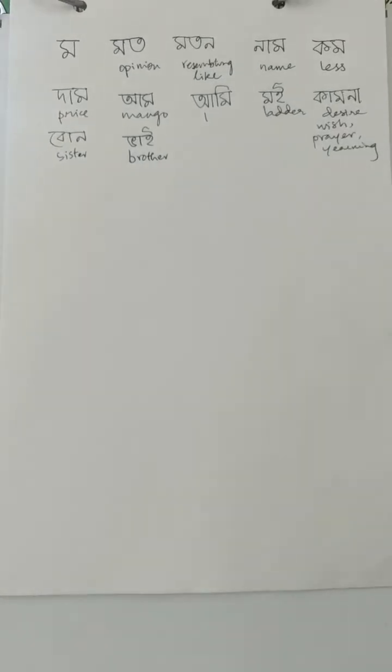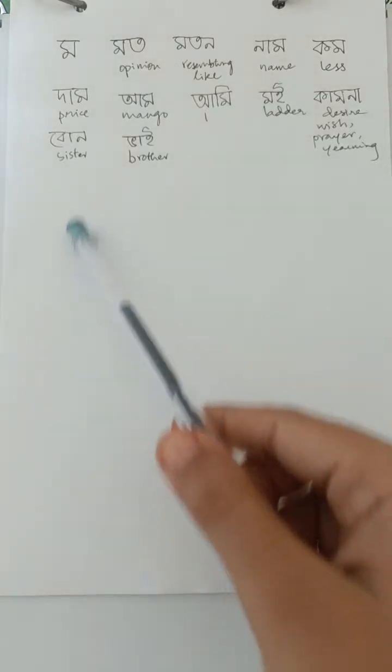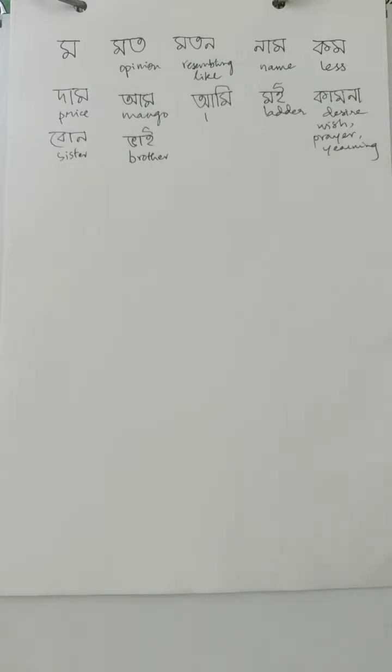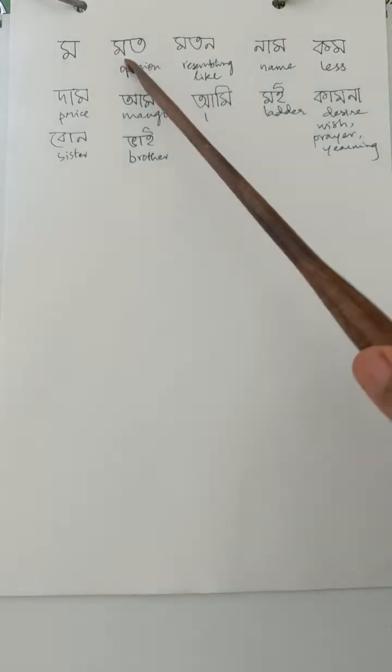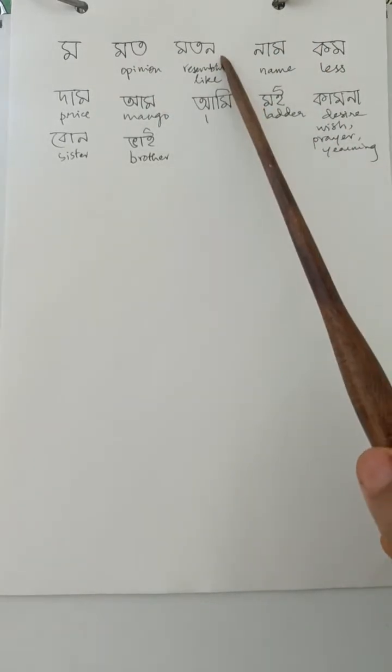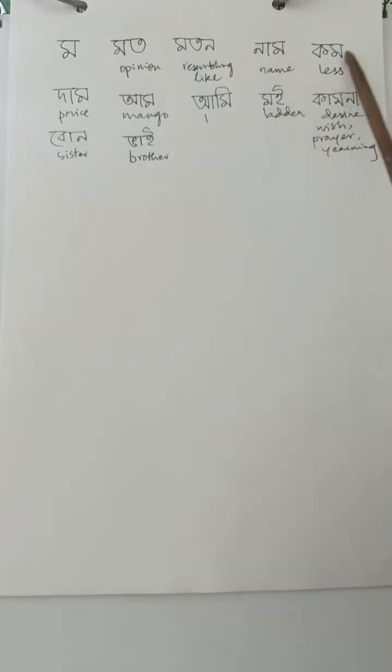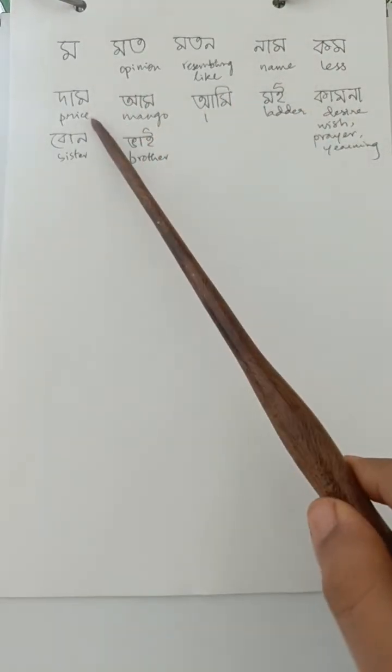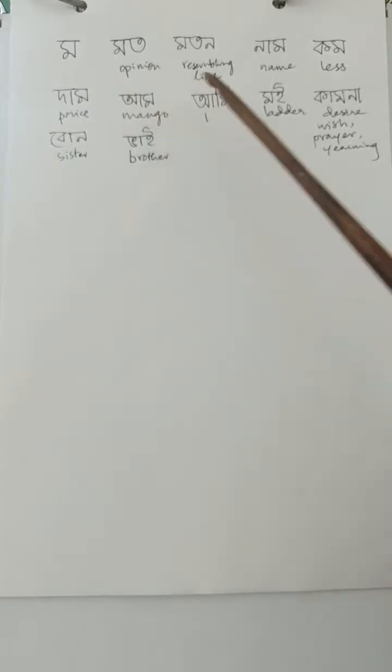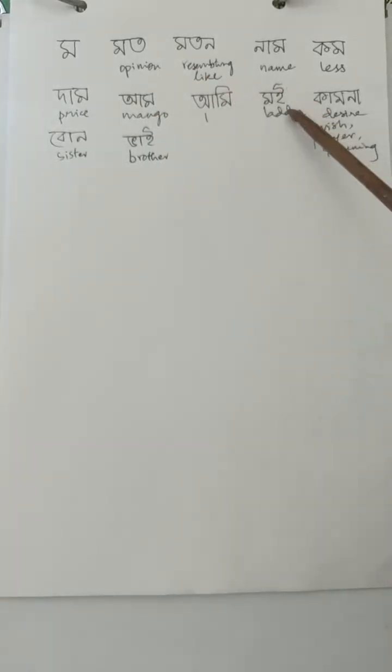These are some words that use ma. Let me read them once, except for the last two. This is ma, right? Let me point with this. Mot, moton, nam, com, dam, ami, moi, kamona, bon, bhai.